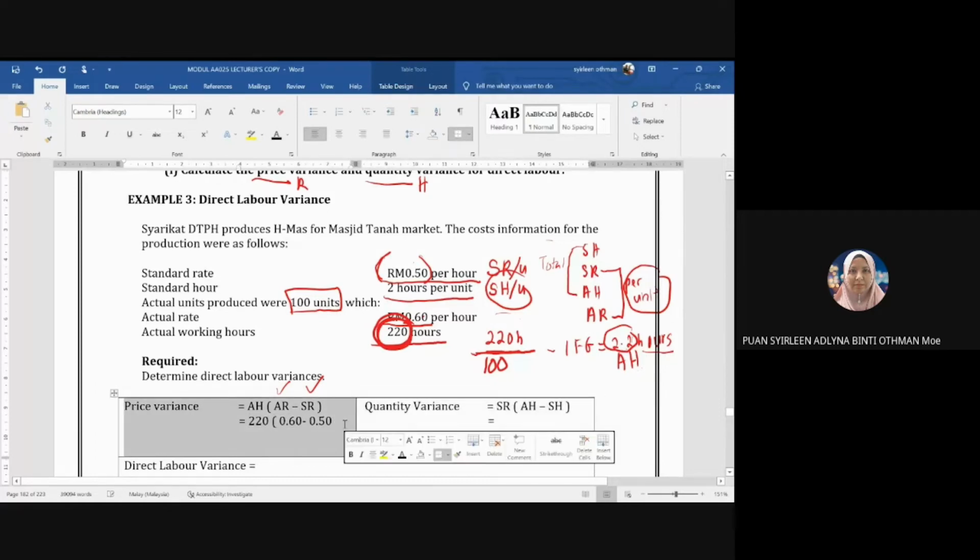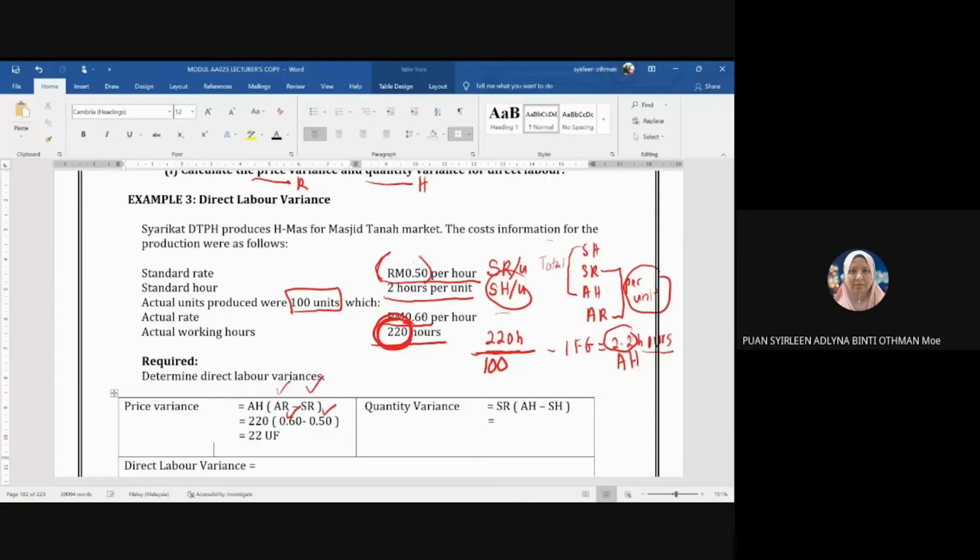Okay, so macam mana saya nak tahu dia favorable atau unfavorable? My actual 60 sen, my standard 50 sen. So saya bayar lebih daripada apa yang saya jangka, so it's unfavorable. Okay, by how much? By 22 ringgit. Yang ni ada RM kat depan dia. Alright. Okay, so ini untuk price variance.